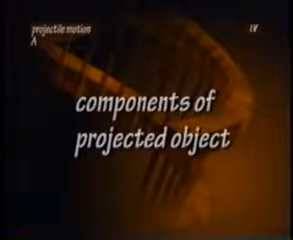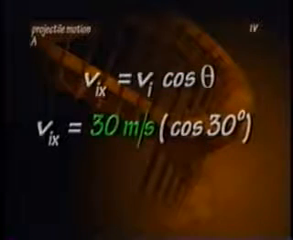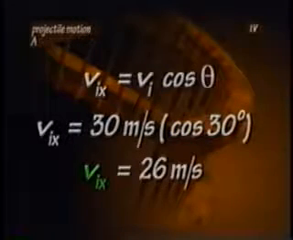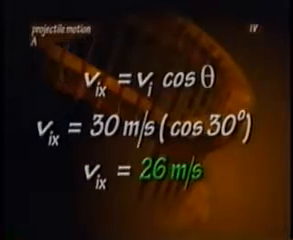So the first thing we need to do is find the x component of the initial velocity, v sub ix. Remember from our discussion of the components of a projected object that the x component of the initial velocity equals the initial velocity times the cosine of theta. So for our soccer problem, the initial velocity of the ball is 30 meters per second times the cosine of 30 degrees, which is the angle the ball was kicked. So the initial velocity of the ball in the x direction equals 26 meters per second.